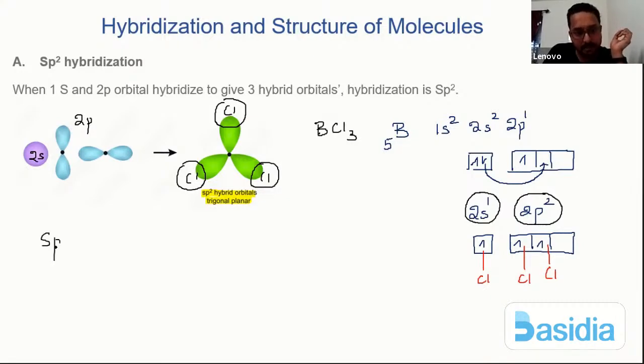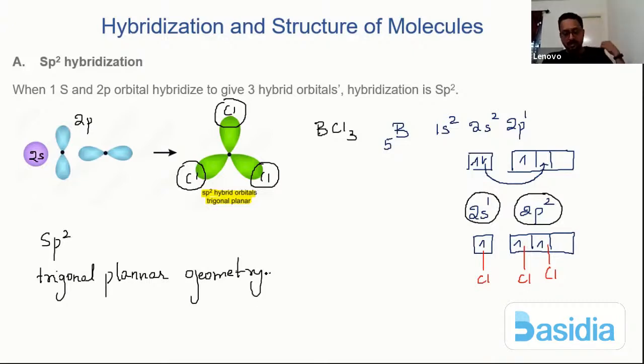This is an sp2 hybridization, and then we have a trigonal planar geometry. Correct? So we have a trigonal planar geometry. All the sp2 species will have a trigonal planar geometry.